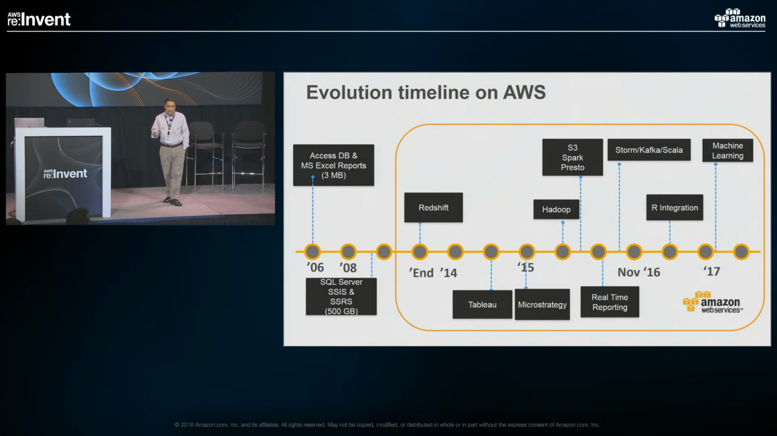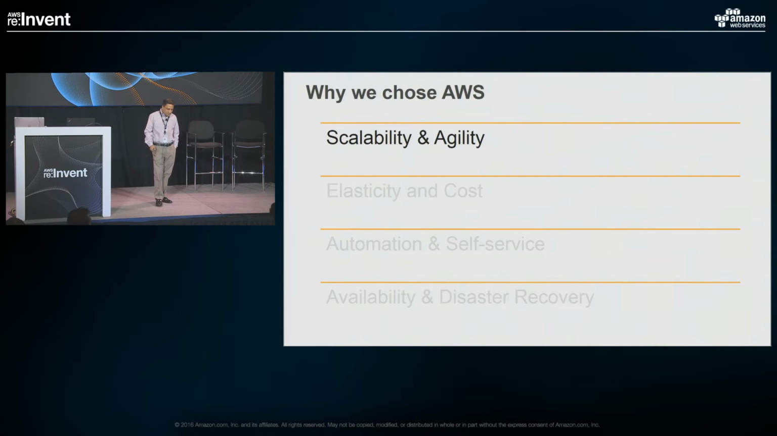So we started by building our data warehouse on Redshift. We brought in modern BI tools like Tableau and MicroStrategy. And then we started reporting using Spark and Presto as data sources. Currently, we are doing some real-time reporting using Storm and Kafka and Scala. And then next year, we are poised to do advanced statistical modeling and machine learning on AWS infrastructure. So we have grown significantly on AWS.